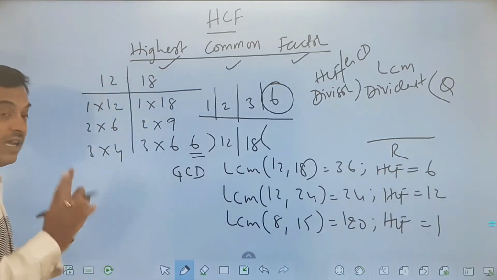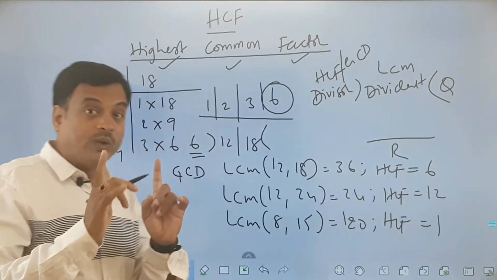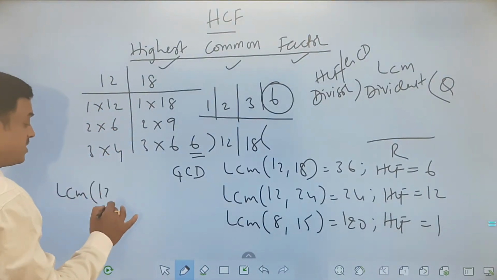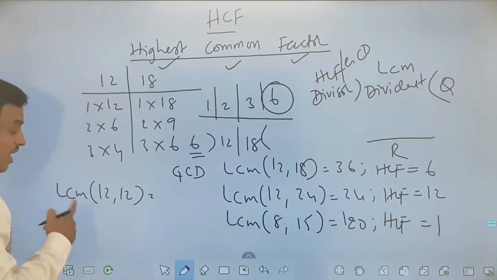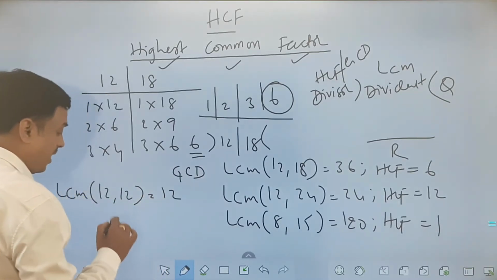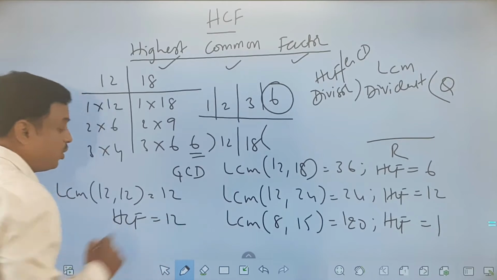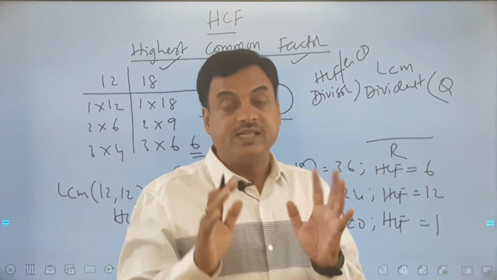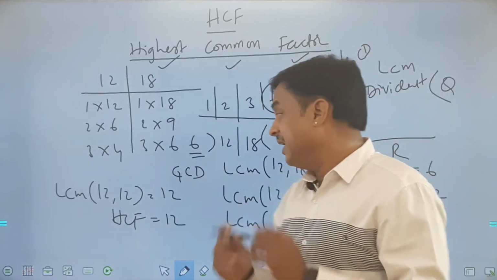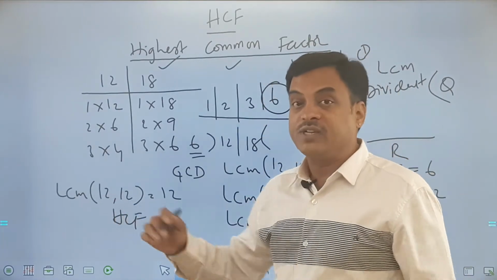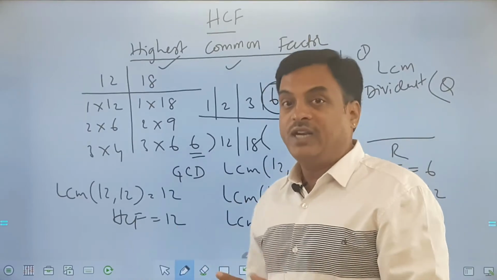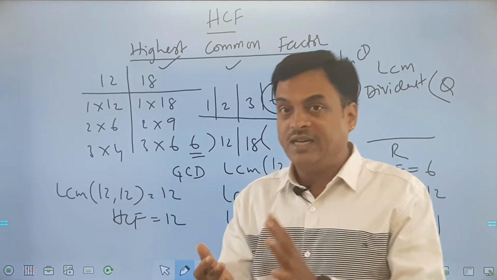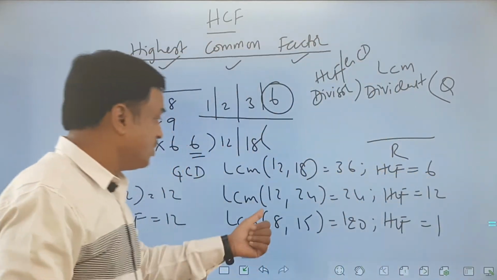Now, LCM and HCF can also be equal, please understand this. When can I say LCM and HCF are equal? Suppose I take two identical numbers, 12 and 12: LCM is 12 and HCF is also 12. There is only one way I can make LCM and HCF both equal, and that is when I take LCM and HCF for the same identical numbers. Like 12 and 12, LCM is 12, HCF is also 12. 18 and 18, LCM is 18 and HCF is also 18. So that is the thing.